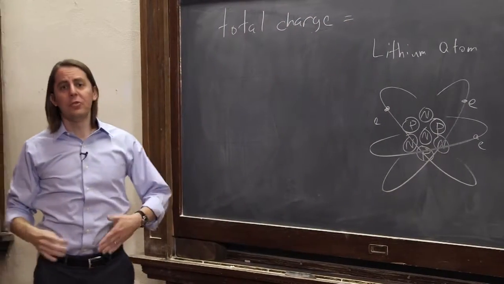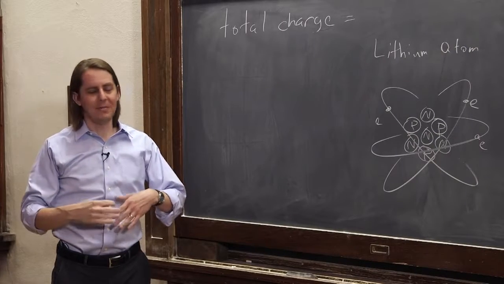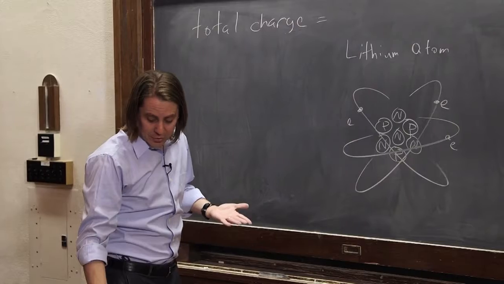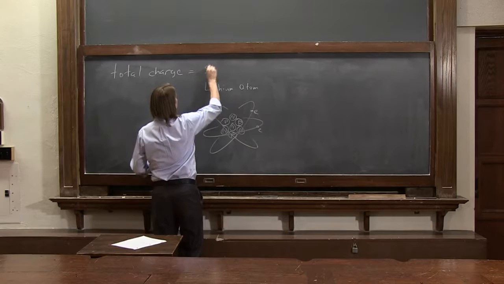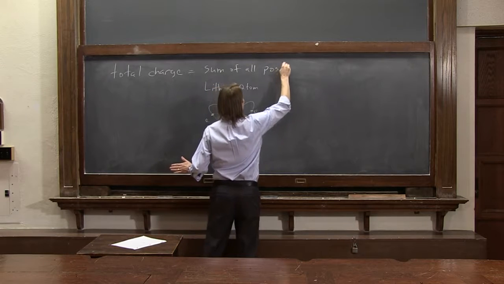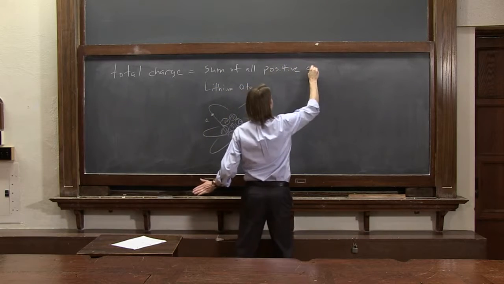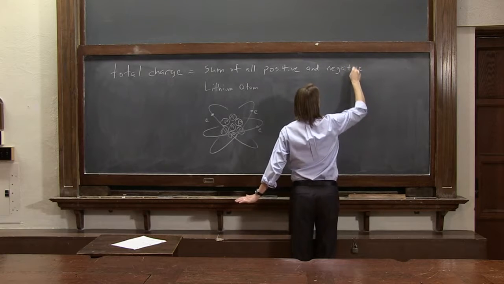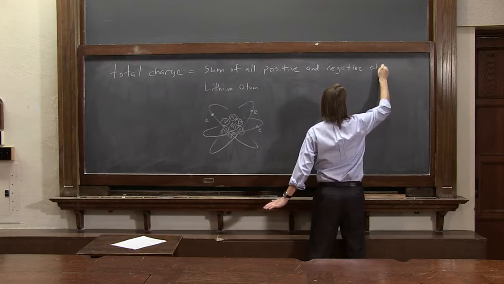Well, it obeys superposition, which is just a fancy physics way of saying add it all together. Right? So the total charge really is just the sum of all positive and negative charge.